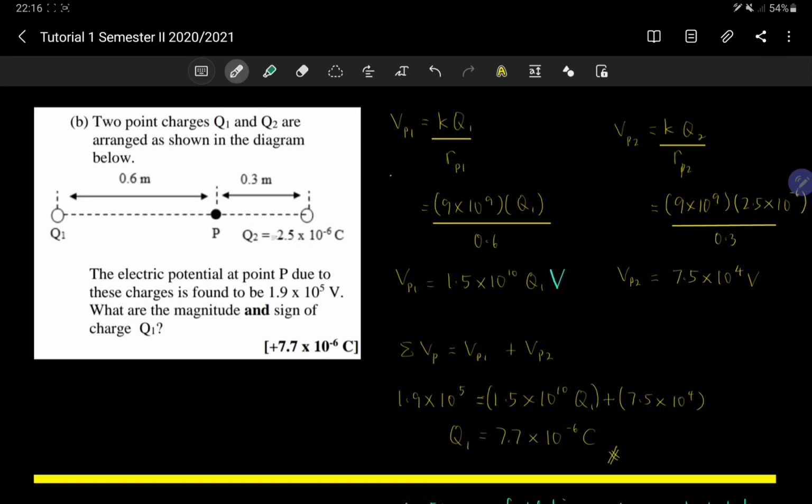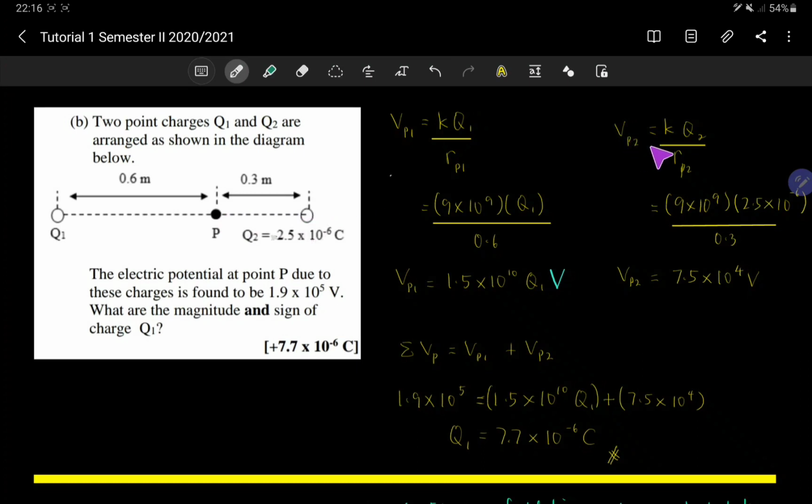Sorry guys, the charge of Q2 given is 2.5 exponent negative 6 coulomb, which is positive. There is no negative sign. That one is a typo actually. So Q2 given is 2.5 exponent negative 6 coulomb. So that we need to calculate V exerted on P, which is by Q2.